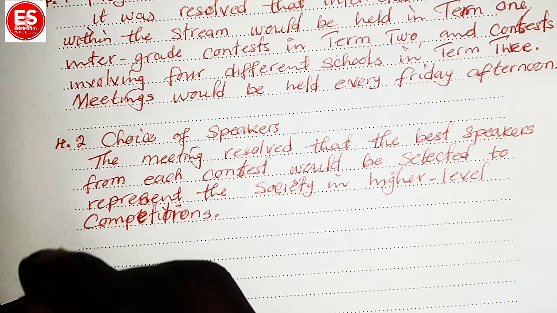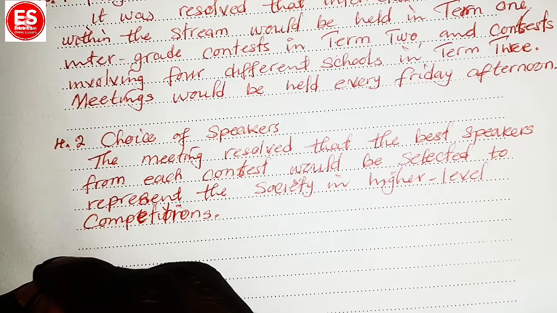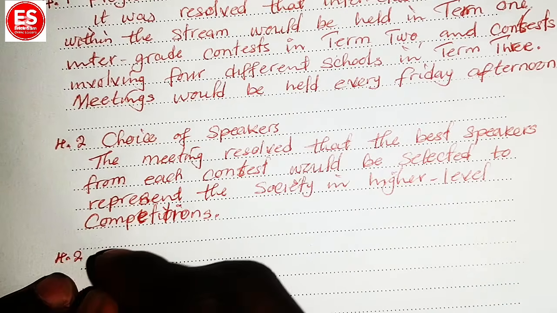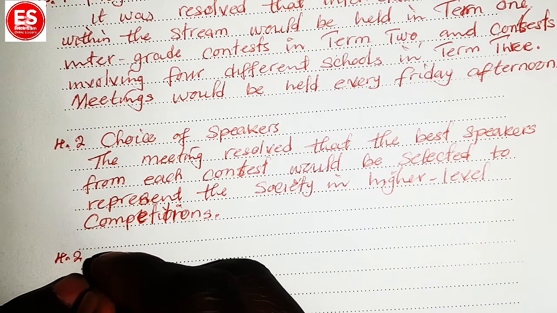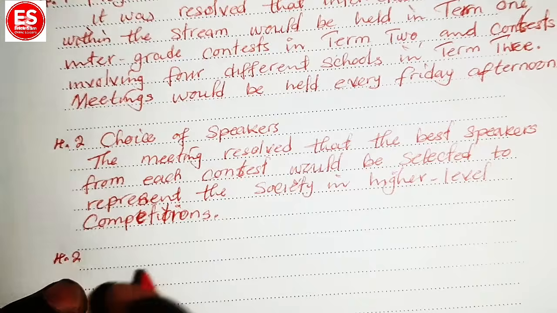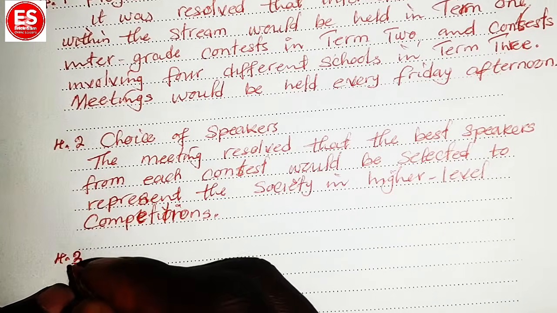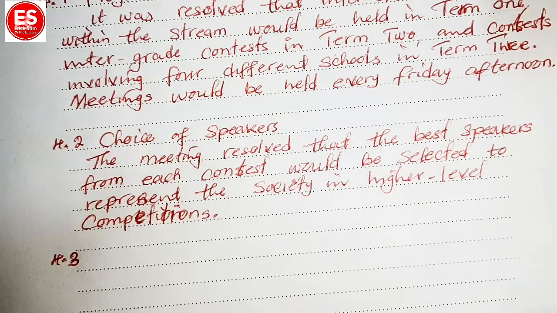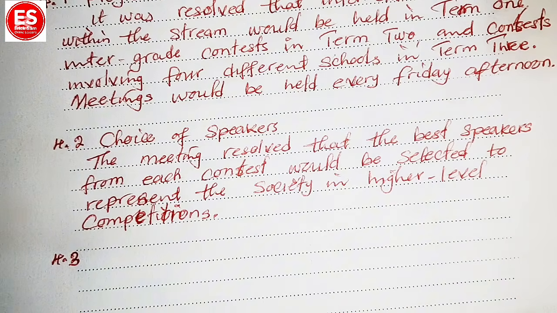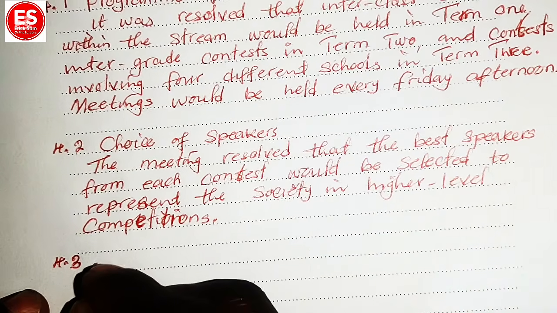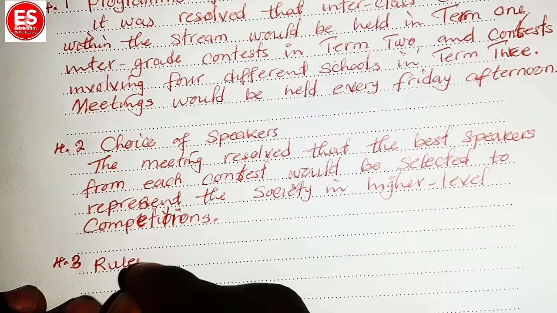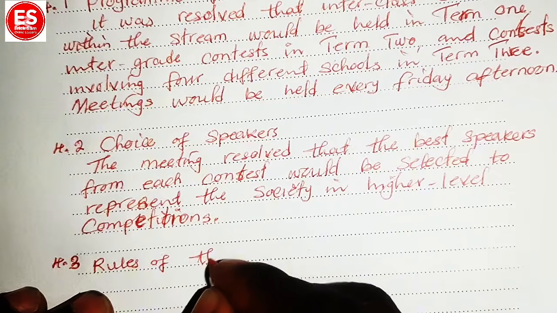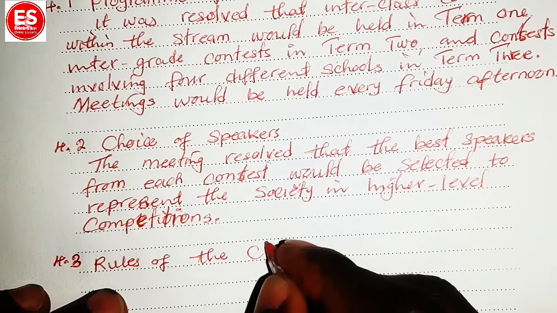Now we go to agenda number 4.3. Agenda 4.3 is where we talk about the rules of the club, right? So basically in this one, we look at the rules that the club had set. Okay, so rules of the club.